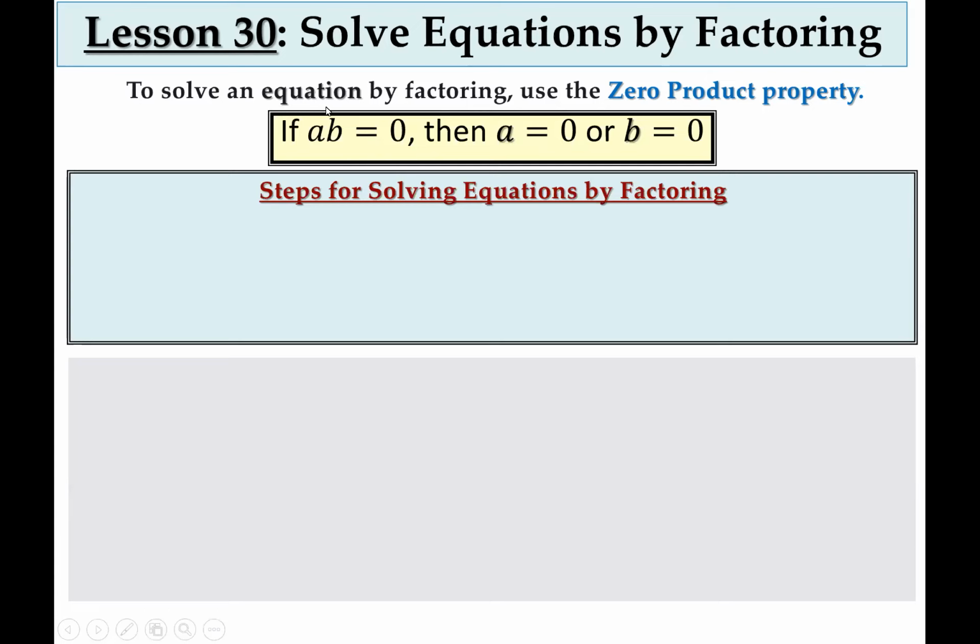Okay, so what this means, AB, remember that means A times B. What this means is if you have a product, if you have two numbers being multiplied together and the product of those two numbers is 0, the only way that could happen is if one of the factors actually was 0. Think about it. If you think of two numbers that multiply to 0, it has to be 0 times a number or a number times 0. 0 has to be one or even both of those factors. So we're going to use this property to solve equations by factoring.